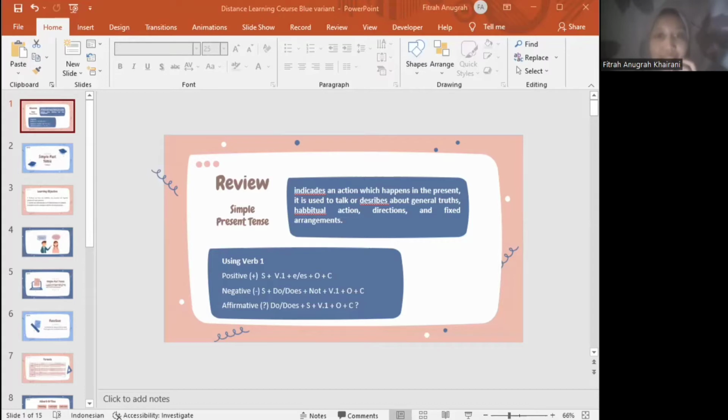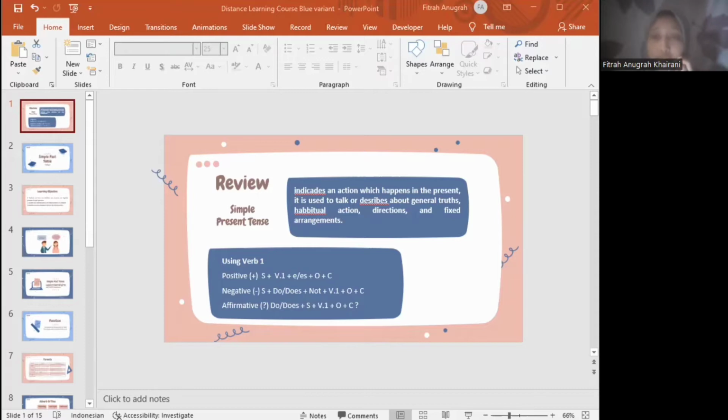Simple present tense is a tense that indicates an action which happens in the present. It's used to talk about or describe general truths, habitual actions, or fixed arrangements. Jadi, simple present tense adalah tenses atau pola kalimat yang digunakan untuk menceritakan sebuah kejadian atau peristiwa yang terjadi di masa yang sekarang atau masa saat ini ya. So the characteristic of simple present tense is that the sentence always uses verb one. Here are the formulas of the positive sentence, negative sentence, and interrogative sentence. Class, I hope you already understood and remember what simple present tense means.